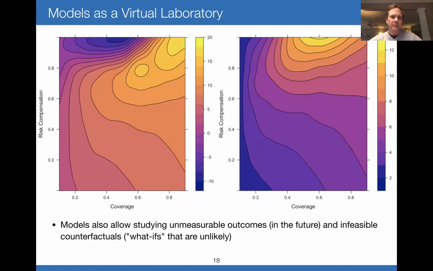Models are also a virtual laboratory that allow us to test different questions in our computational petri dish, to push different levers and see what happens, given that we're often working in a data-constrained environment where we don't know what's going to happen in the future. Our outcomes are unmeasurable, and we often have sparse data on what we can do today. So what is feasible in terms of the counterfactuals or the exposures, these what-if questions? We don't know what's potential.